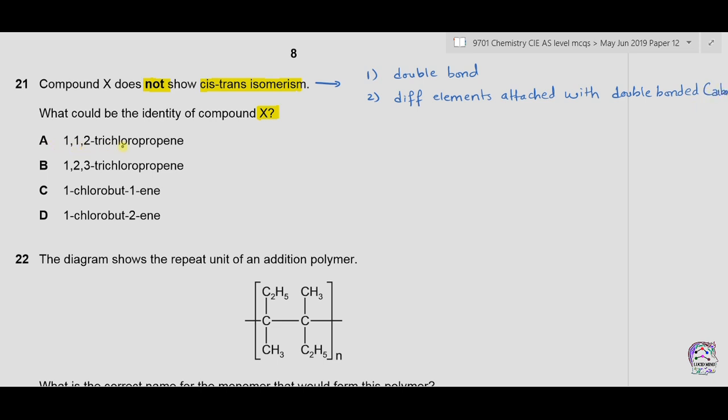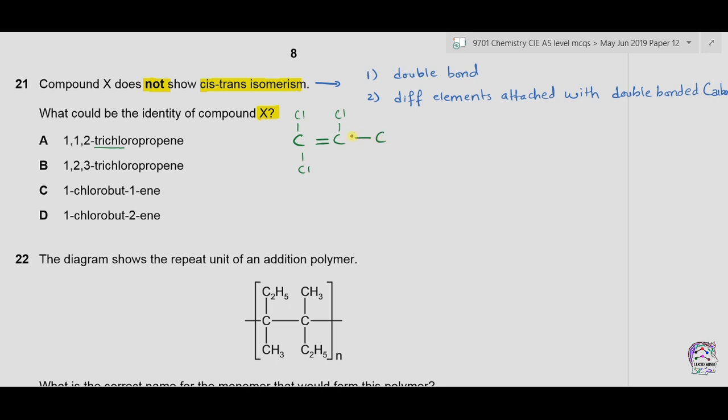A is 1,1,2-trichloropropene. Now let's find out the structure of this compound. We have propene, so 3 carbon atoms. Trichloro, so there are 3 chlorine atoms. One is on first carbon, second is also on first carbon, third is on second carbon. So 1, 1, 2, trichloropropene. And the double bond is in between first and second carbon atom.